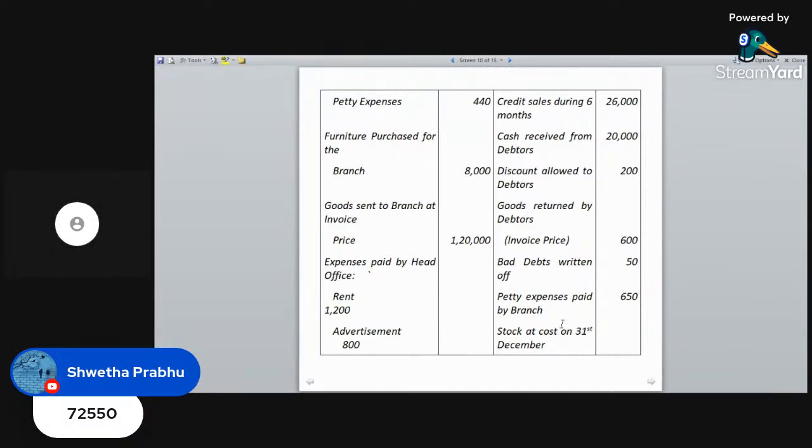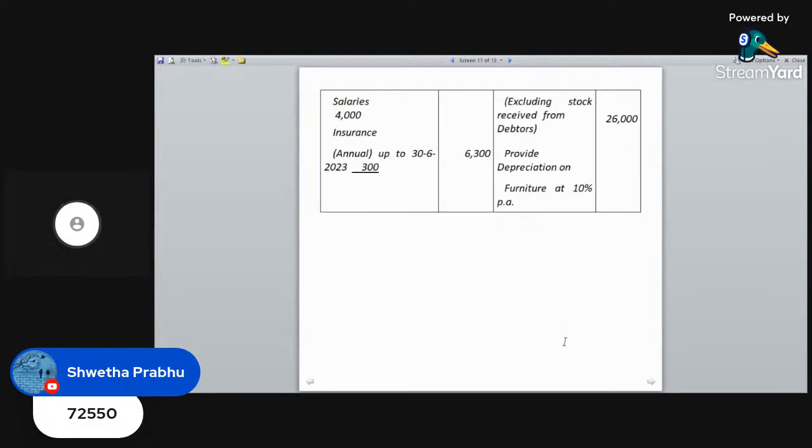Next, petty expenses paid by branch. See, these are the petty expenses paid by the branch. This is not a closing amount, but an expense paid by the branch, that is, to cash account. It has been paid, so branch account to cash account, this should be recorded like this, 650 rupees. Next is stock at cost on 31st December excluding stock received from debtors.